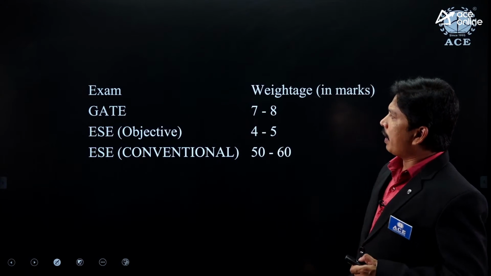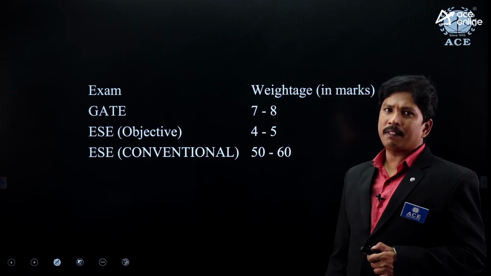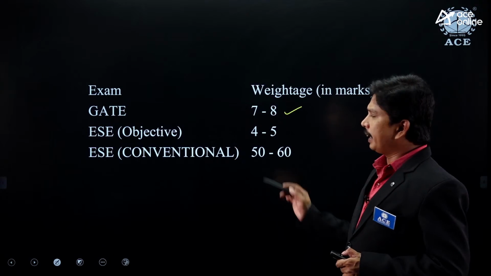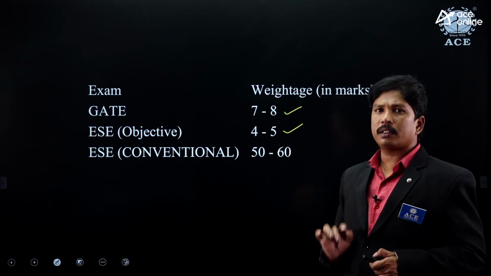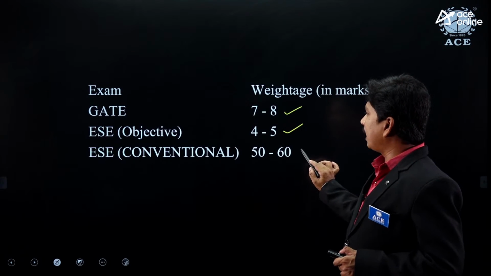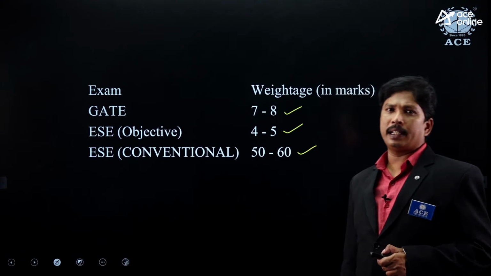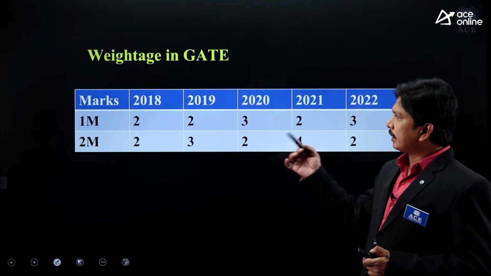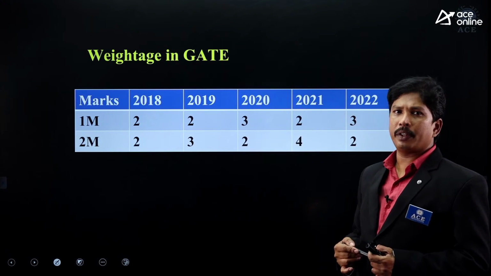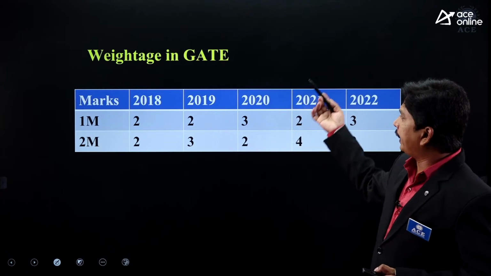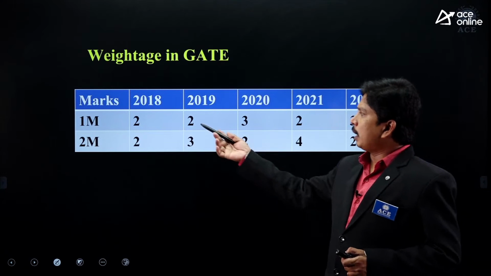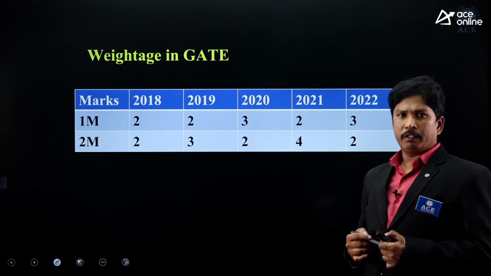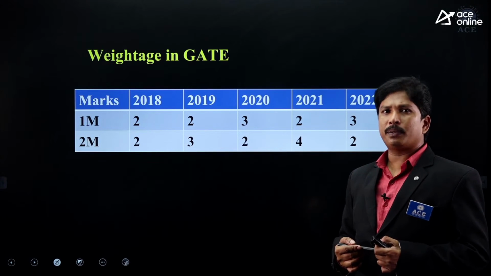So this is the weightage of the entire power system analysis. It consists of approximately 7 to 8 marks of weightage in GATE, 4 to 5 marks in engineering services objective prelims, and 50 to 60 marks in the conventional. Now coming to GATE, looking at the questions in 2018, 2019, 20, 21 and 22, we are getting a minimum of 2 questions and a maximum of 3 questions in 1 mark, and a minimum of 2 questions in 2 marks.